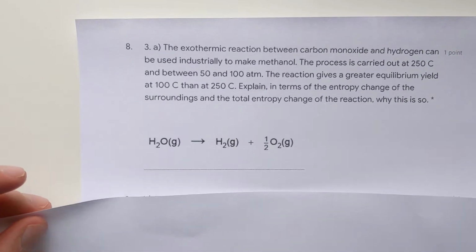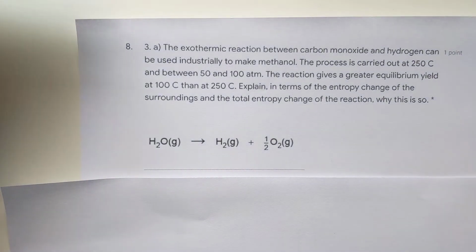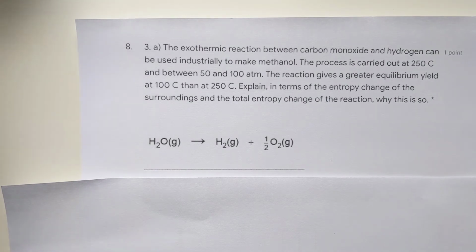So the question describes a reaction between carbon monoxide and hydrogen. It tells you about all the conditions, but basically the question says, if you do it at 100 degrees C, you get a better yield than you get at 250 degrees C. It asks you to explain in terms of entropy change of the surroundings and total entropy change of the reaction why this is so.